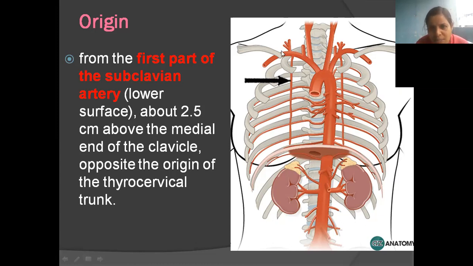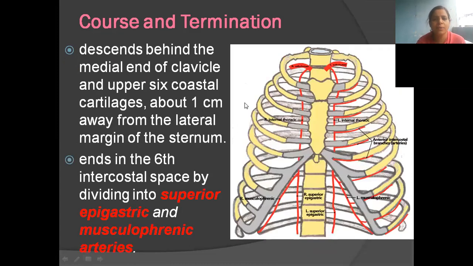So this is our thyrocervical trunk. Quite opposite to the thyrocervical trunk, you will see the origin of the internal thoracic artery. Then the course: it descends behind the medial end of the clavicle. Then it goes behind the upper six costal cartilages. You can actually count 1, 2, 3. These are all costal cartilages shown in gray color. It goes behind the upper six costal cartilages, 1 centimeter lateral to the sternum, and it ends in the sixth intercostal space.